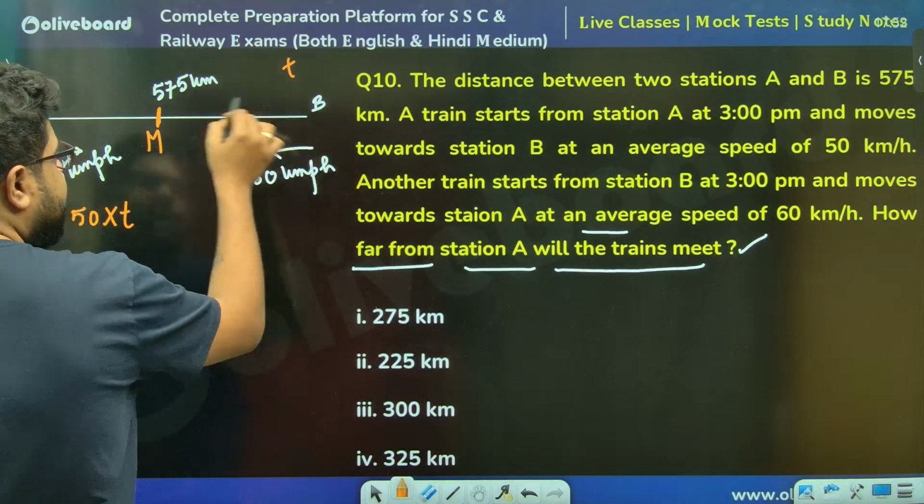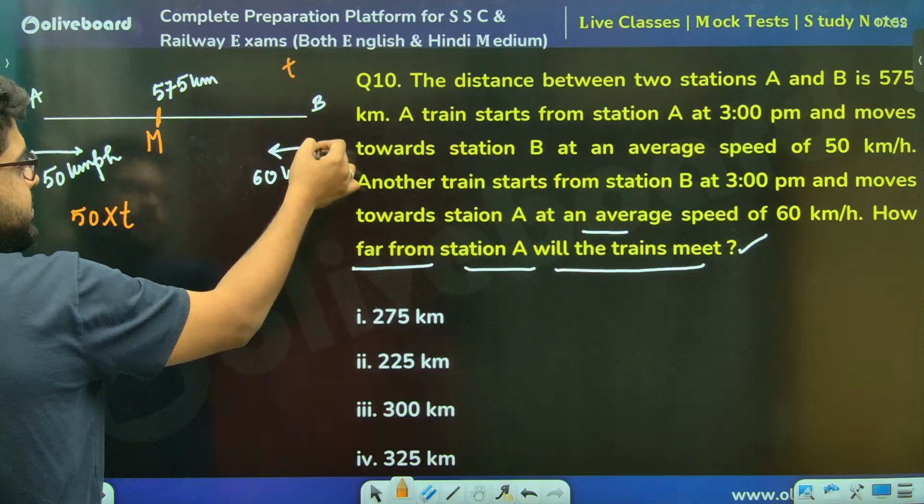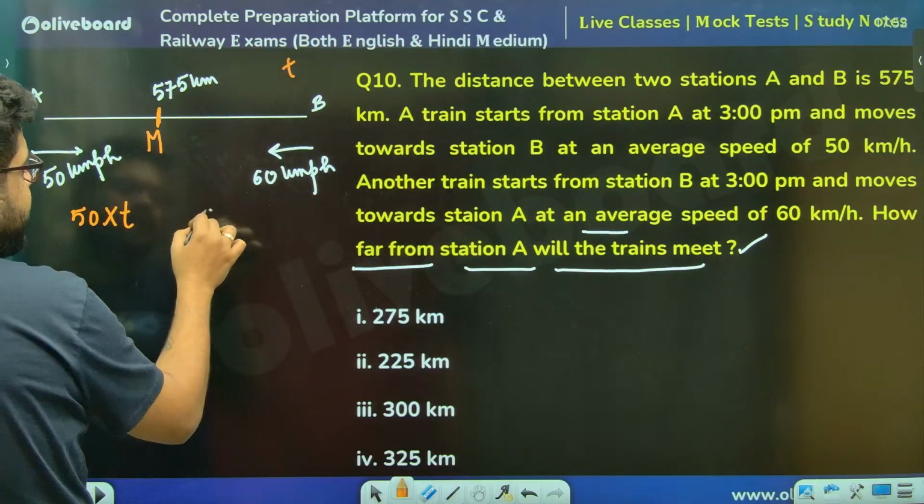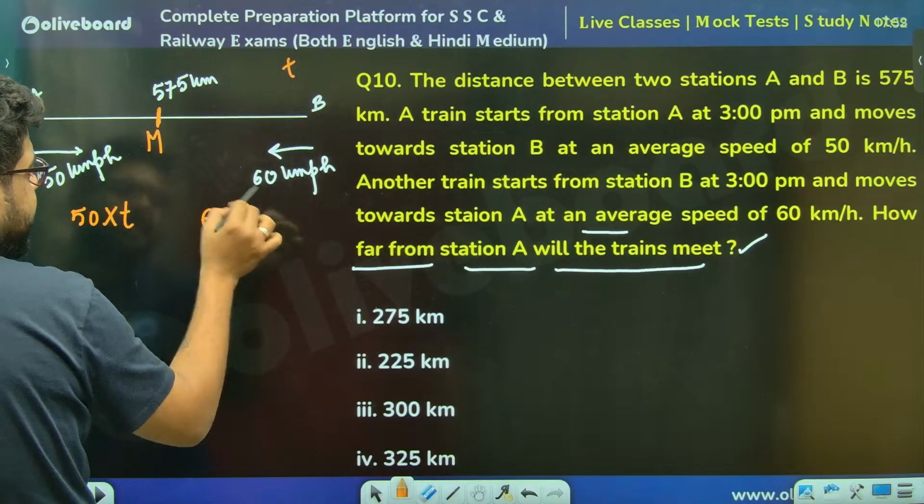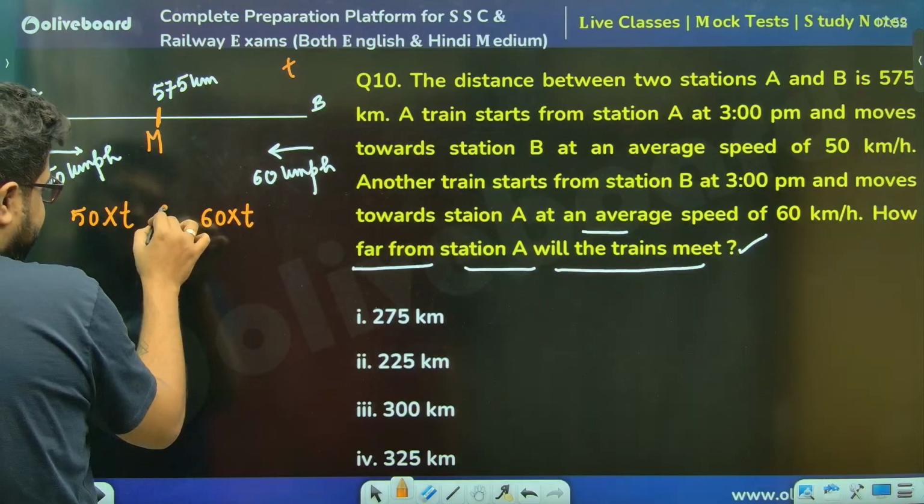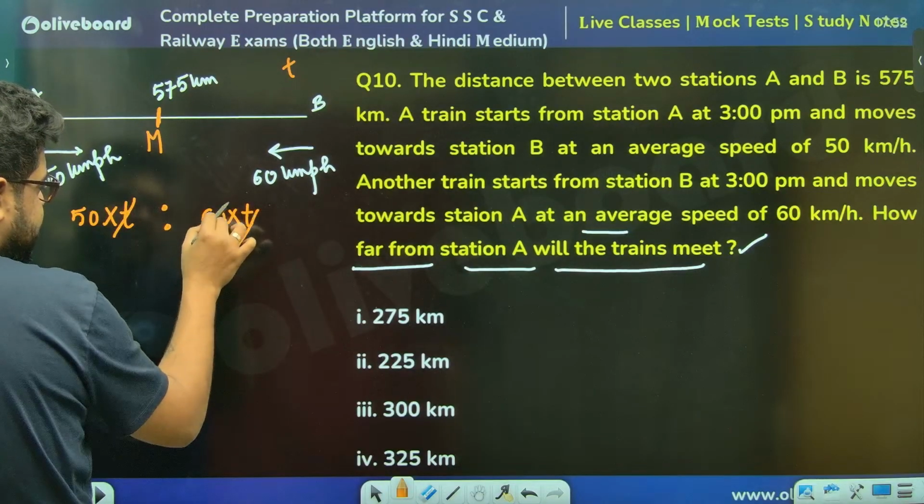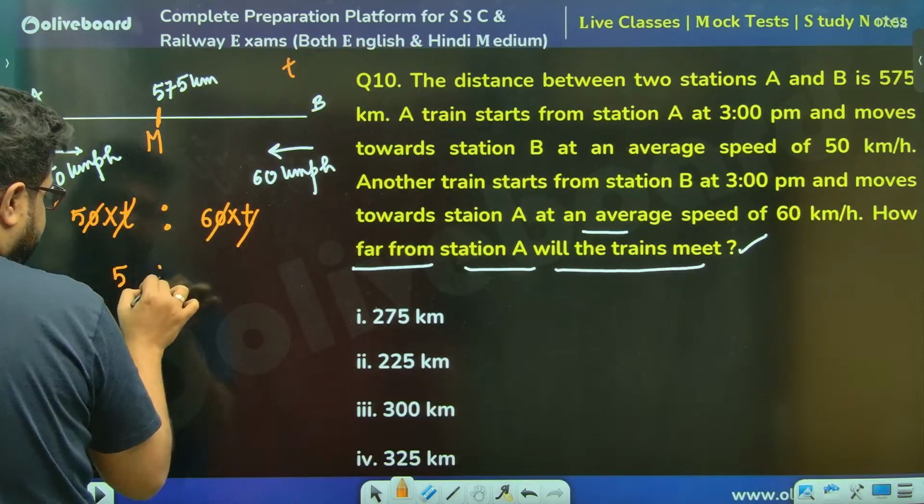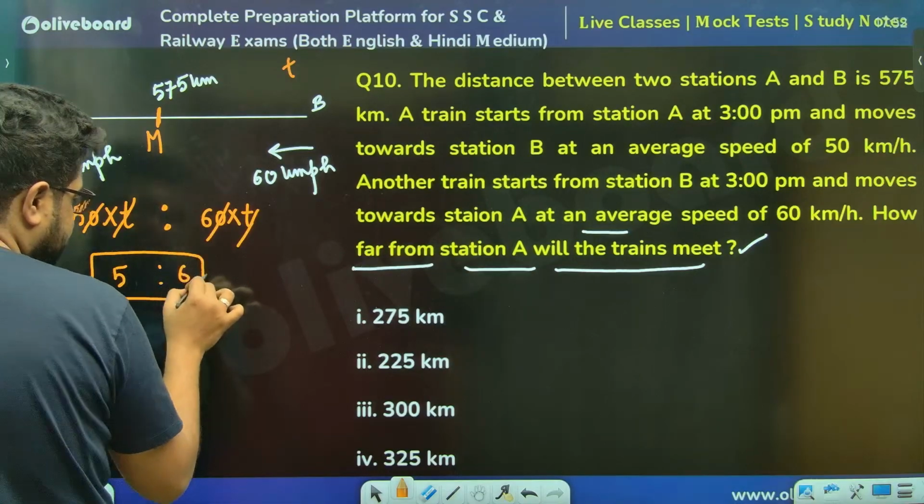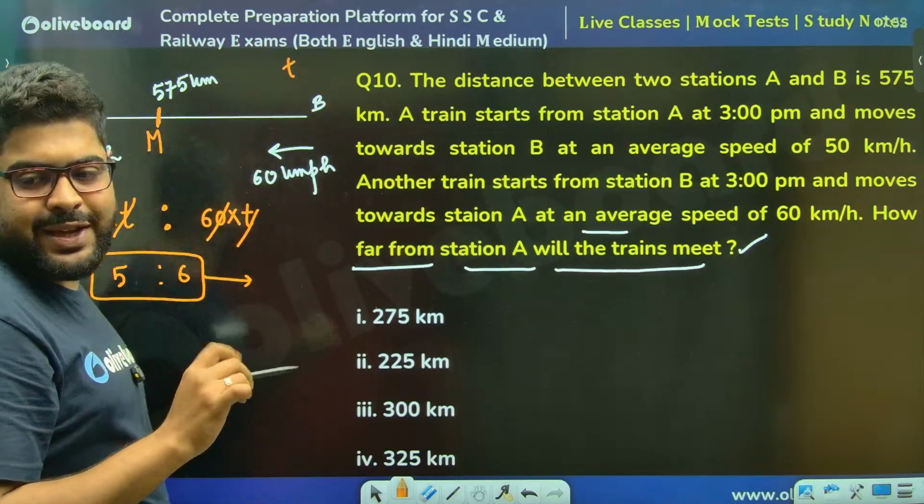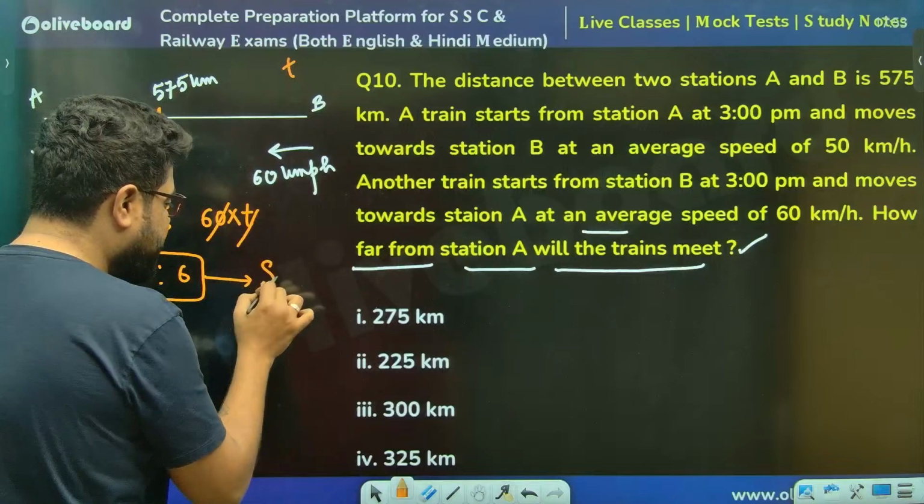And sir, what will be BM, this length? How much distance will this cover? It will be 60 into T, speed into time. Sir, if you take the ratio, you see T cancels. So this is nothing but 5:6. Meaning the distance ratio is nothing but the speed ratio.